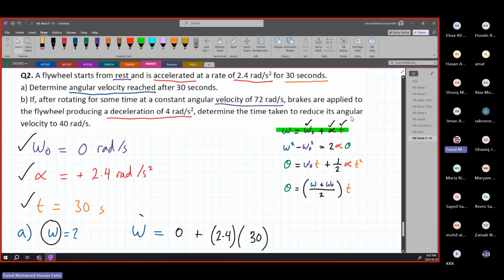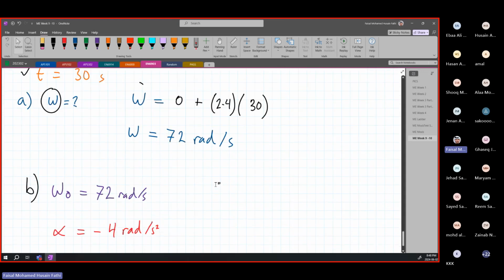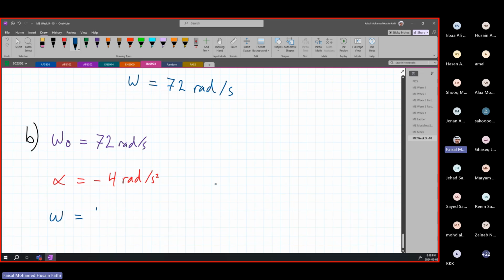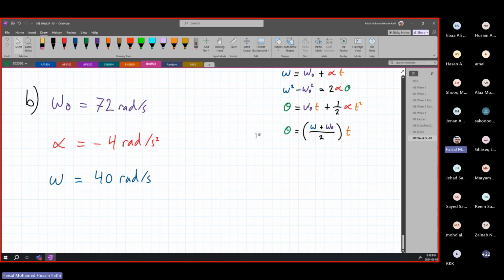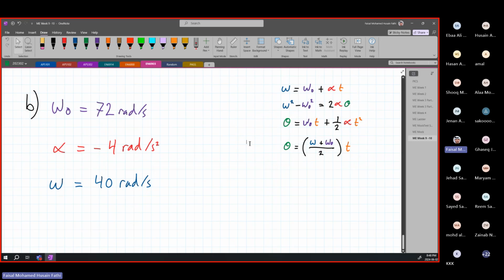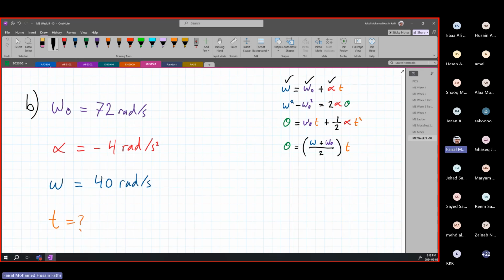Determine the time taken to reduce its angular velocity to 40 radians per second. And this is the final angular velocity that we are going to reach, which is omega equal to 40 radians per second. All right? If we look at our equations again over here, the most reasonable one is the same equation that we used earlier, because what are we trying to find? The time. So what do we have? We have omega 0, we have alpha, and we have omega, and we need to find time. So we are going to be using this equation, the first equation over here.